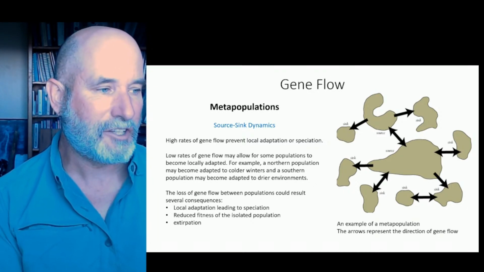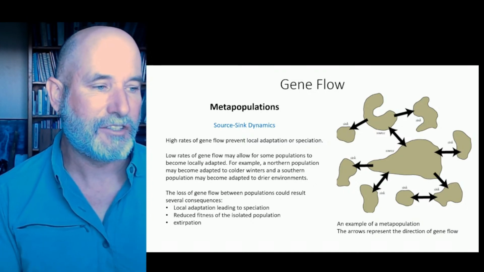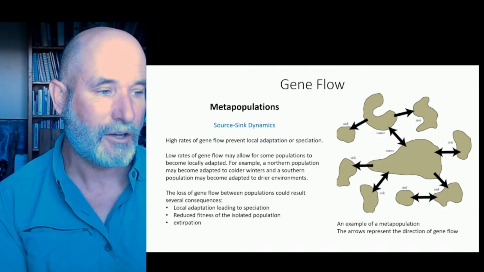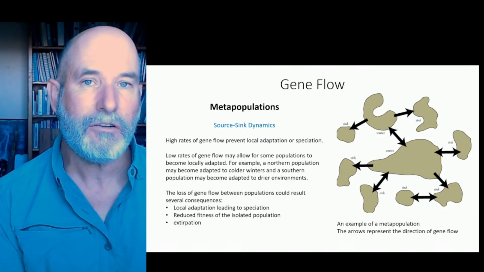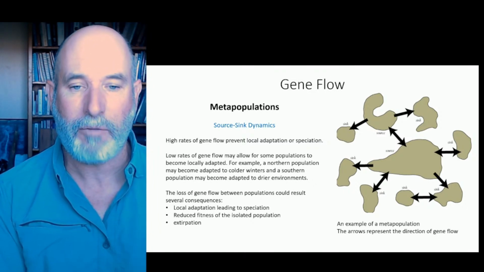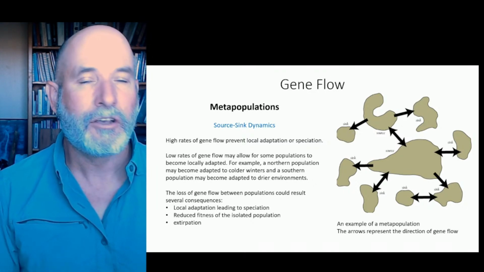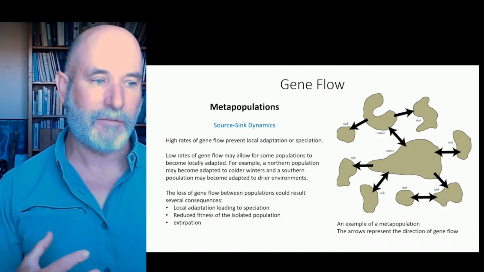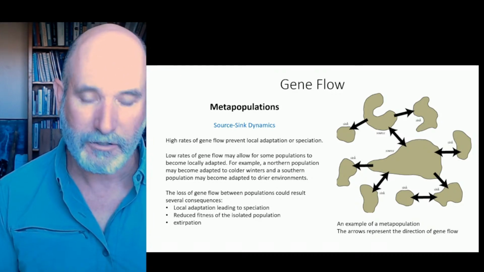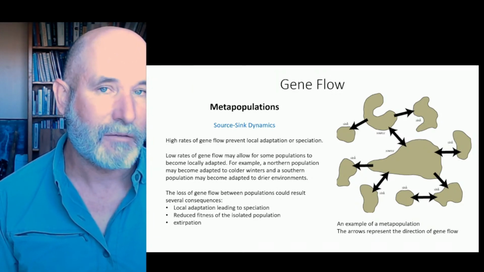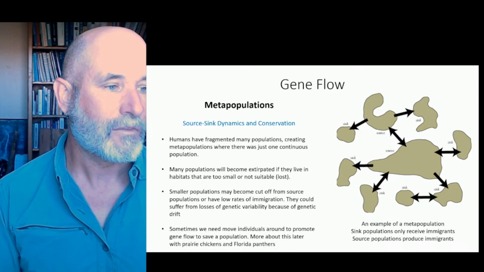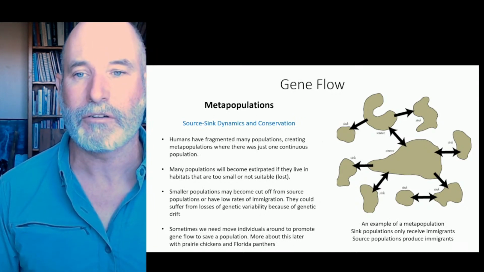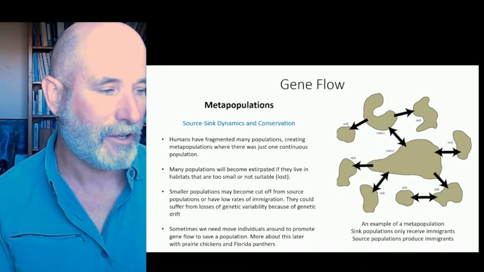So with the loss of gene flow between populations, like I said, you could have local adaptations, eventually speciation. Also, if your sink populations remain small, you can reduce the fitness because you're not constantly bringing in genetic variability to keep it going. And then at that point, it can become extirpated, which means it's lost. So these source-sink dynamics are incredibly important for these metapopulations.